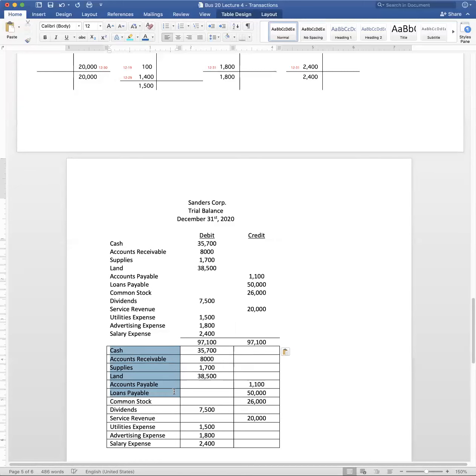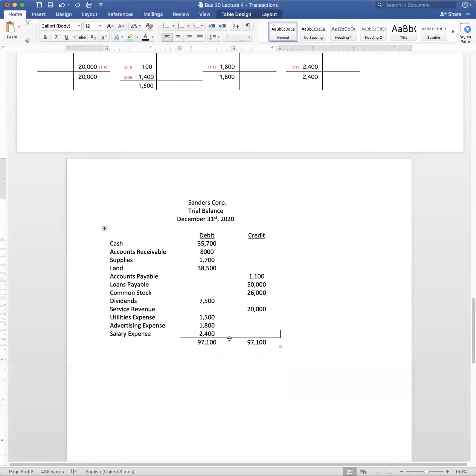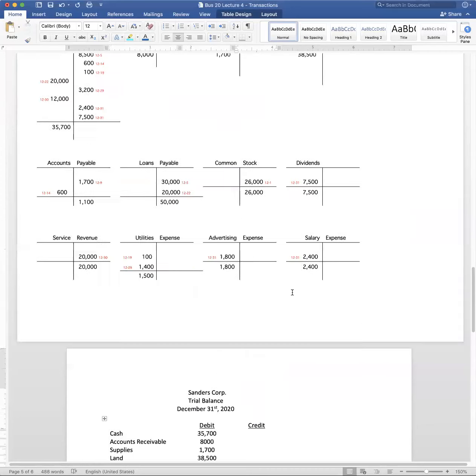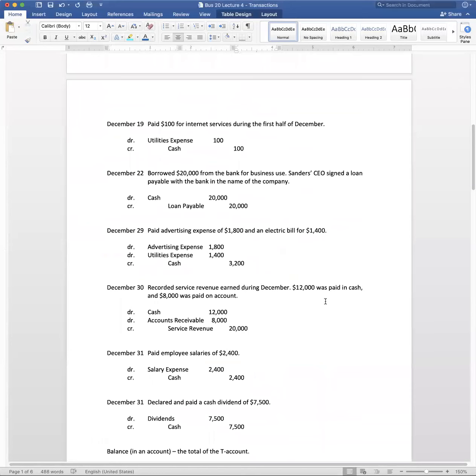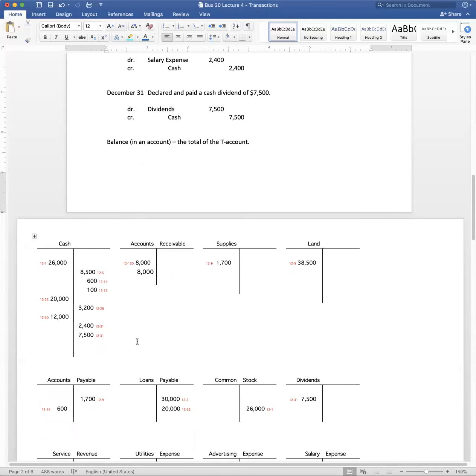All right, and okay, so both sides are going to total here to 97,100. Why are both sides totaling to the same number? Well, the answer is because there are equal debits and credits. And how do we know that there are equal debits and credits? Well, because way back here when we did our journal entries, every single journal entry had an equal amount of debits and credits. And then when we copied those over, when we posted into the T accounts, we had an equal amount of debits and credits.